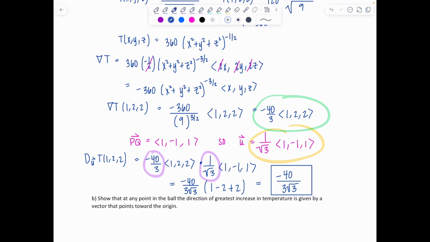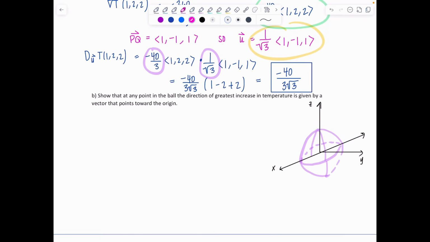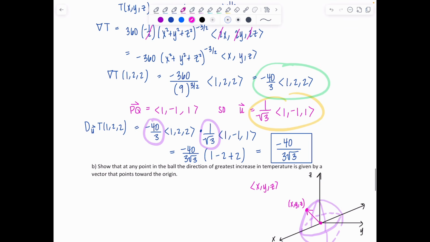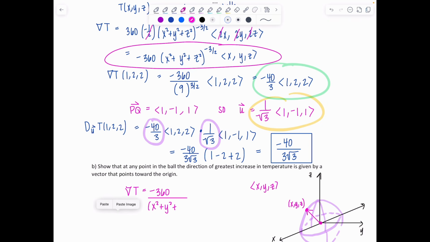Okay, next part states, show that at any point in the ball, the direction of greatest increase in temperature is given by a vector that points towards the origin. Okay, so say we have this ball centered at the origin and you pick some arbitrary point on it, (x, y, z). If you create a position vector from the origin to that point, what would its components be? It would be (x, y, z), right? Now look at our gradient vector right here. Gradient of T equals negative 360 over (x squared plus y squared plus z squared) to the 3/2 times (x, y, z).